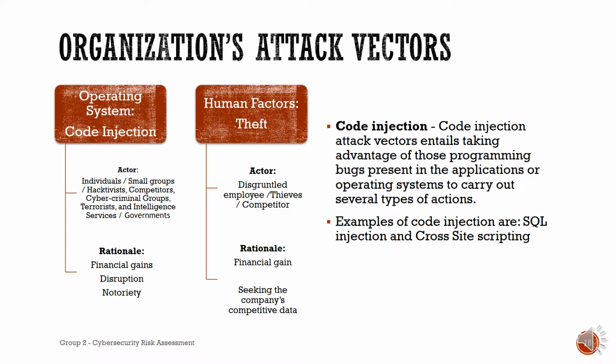Usually, operating system attack vectors are placed within intentional threats since they have a human origin and also require some planning actions. The actors commonly intervening can be identified into groups such as individuals, small groups, hacktivists, competitors, cybercriminal groups, terrorists, and intelligence services and governments. Their motivations include financial gains such as fraud, theft, and selling personal information, disruption such as preventing other people from accessing systems, disseminating false information, and notoriety, pulling off breaches that are extremely difficult or accessing secure systems.